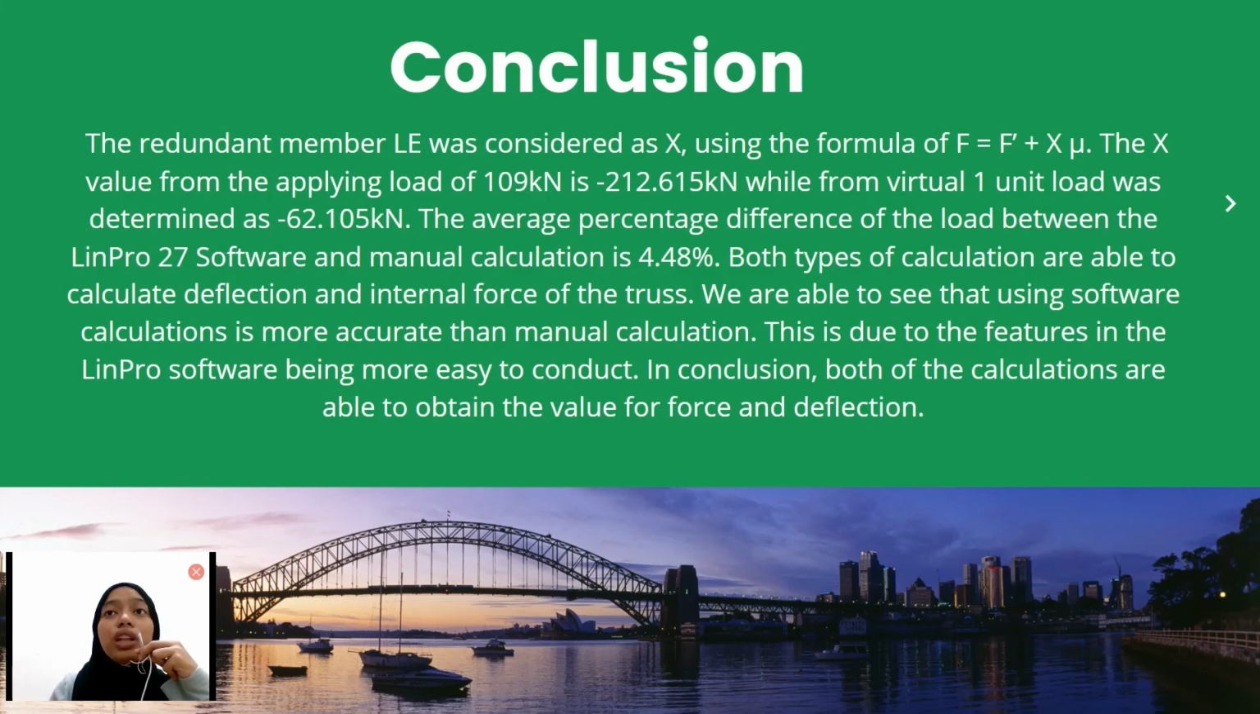The average percentage difference of the load between the LinPro 27 software and manual calculations is 4.48%. Both types of calculation are able to calculate deflection and internal force of the truss. We are able to see that using software calculation is more accurate than manual calculation. This is due to the features in the LinPro software being easier to use. In conclusion, both calculations are able to obtain the values for force and deflection. That's all from us. Thank you.